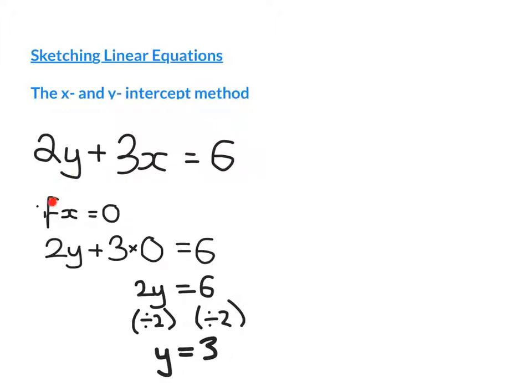So if we know that when x is 0, y is 3, we can write a coordinate for this line. And we know that when x, which is our first coordinate, is 0, our y coordinate is going to be 3. So we've got 1 point that we can plot on the graph.